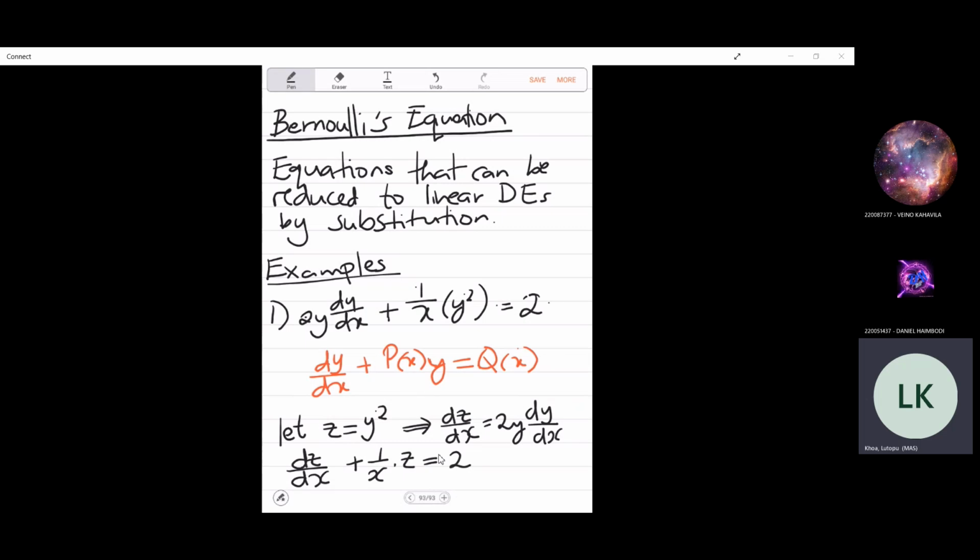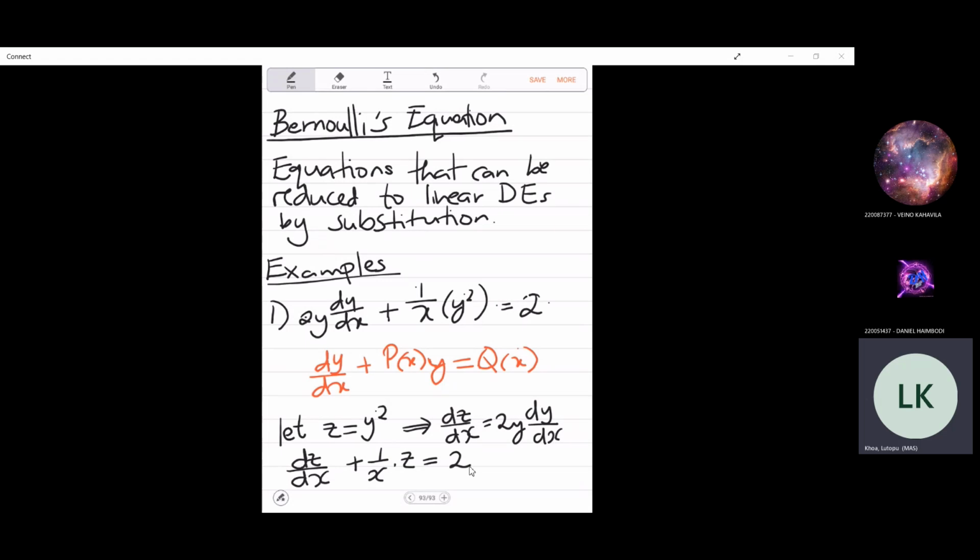And now when I look at it, this is actually linear, because I have my dz/dx like I have here. I have my function of x, that's p of x. I have the variable that I differentiated with respect to here, and then on the other side I have a function of x only. There's no z on this side.